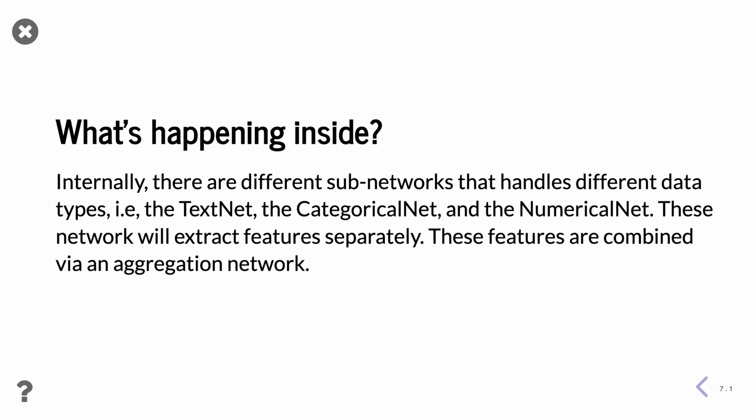So what's happening inside? Internally, there are different subnetworks that handle different data types. That is the text net, which is based on the pre-trained model, the categorical net, which is some embedding plus MLP, and the numerical net. These networks will extract features separately, and these features are combined via an aggregation network.